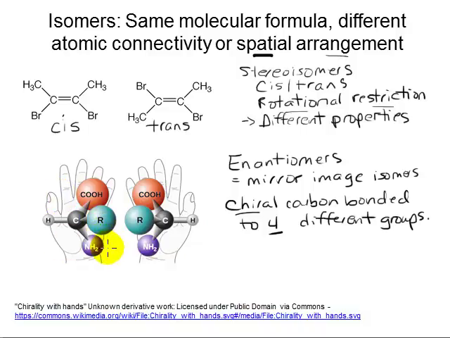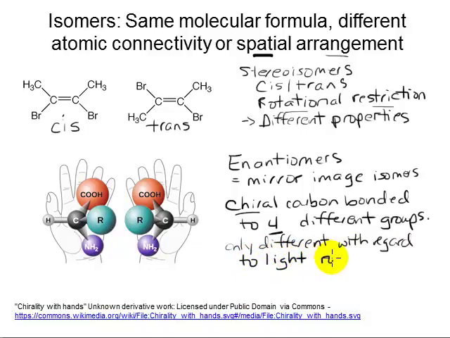Now, interestingly, enantiomers have identical chemical and physical properties in all but one way, and that's with regards to their interactions with plane polarized light. It turns out that when a chiral center exists and is exposed to plane polarized light, one enantiomer will rotate the light to one direction to some degree, and the other enantiomer will rotate the light to exactly the same degree, but in the opposite direction.